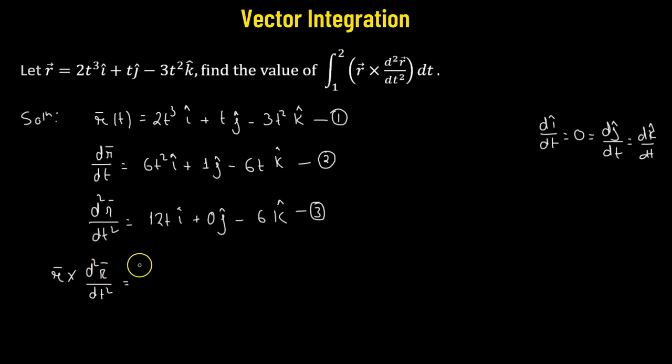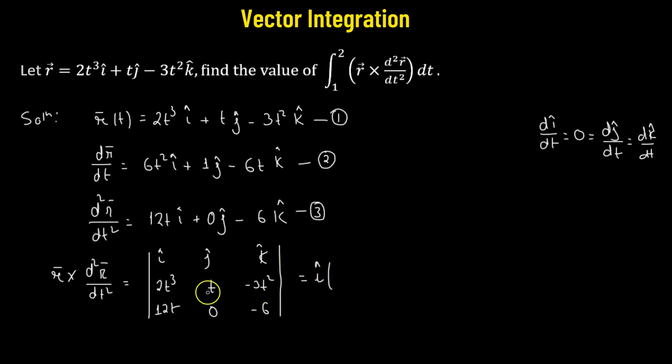So let's find out the cross product. All we have to do is write down the 3 by 3 determinant. Here we'll consider the first row as the unit vectors, and the second row will be the elements of vector r, so that will be 2t cubed, t and negative 3t squared. And in the third row, we will consider the components of the second derivative of r with respect to t, so that will be 12t, 0, negative 6. So let's expand this determinant about the first row.